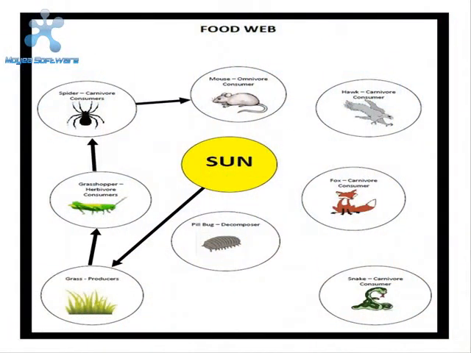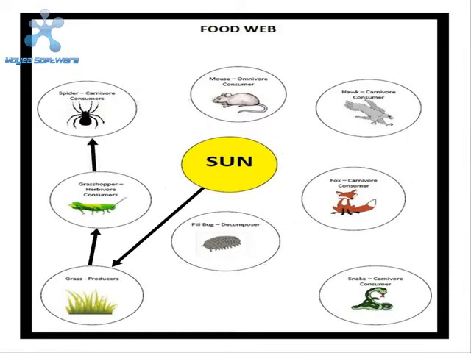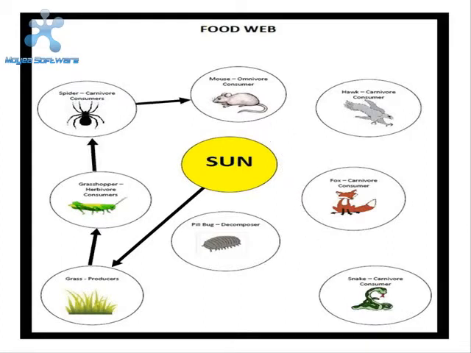Since most organisms feed on more than one kind of food item, every organism at each trophic level becomes linked to several food chains at the same time. Thus, in every ecosystem, we have a complex network of interconnected food chains forming a food web.